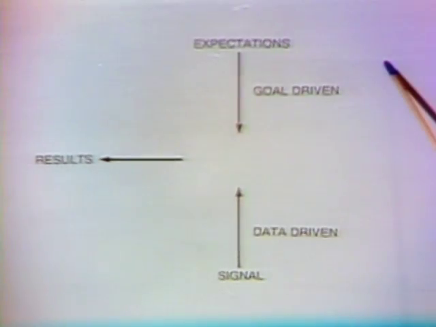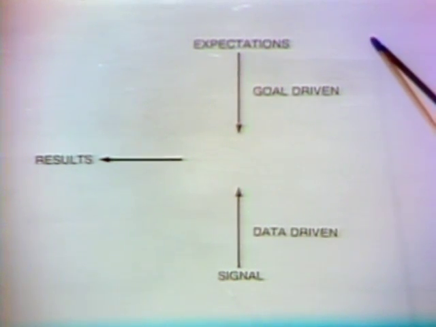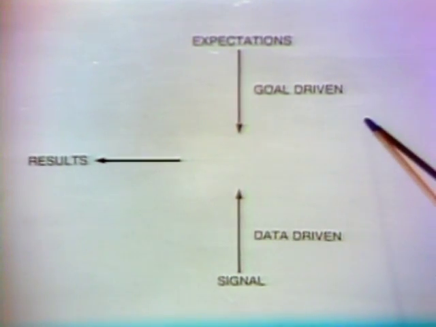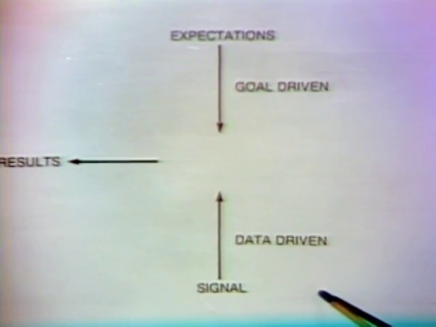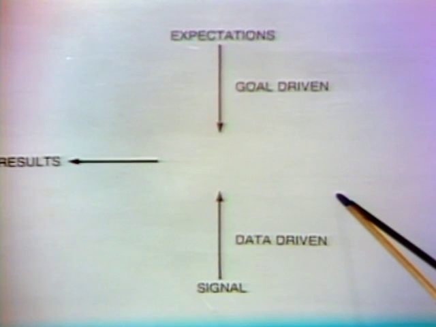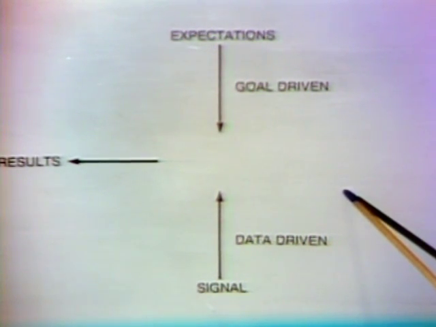There are two basic components to the system's attempt to understand the rule. We have what's called expectations that help it to function in a goal-driven manner, and the signal itself, that is the text, that helps it to function in a data-driven manner. Let me explain a little bit about both of those.